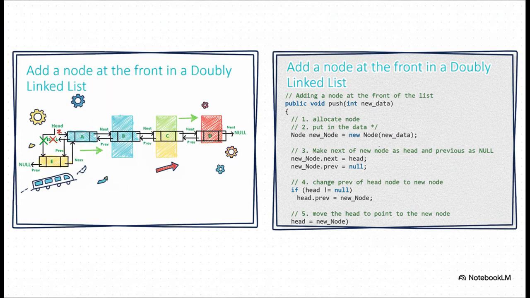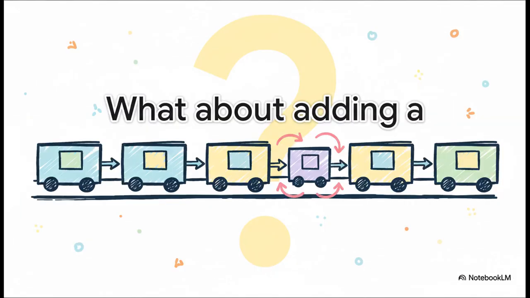And what's really cool is seeing how the code is basically just a recipe for the visual steps we just took. This line right here, that's us drawing the arrow forward from E to A. And this line? That's us drawing the arrow back from A to E. The code is just a very precise set of instructions for rewiring our train. So adding to the front isn't too bad, but what if we want to do something a bit more complex?